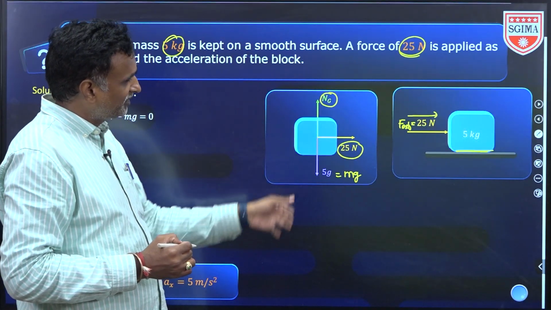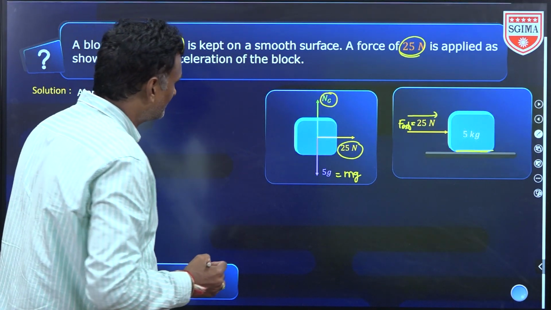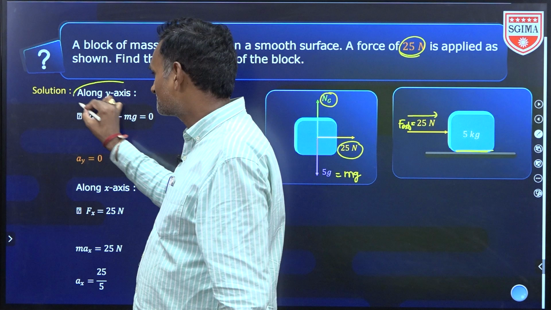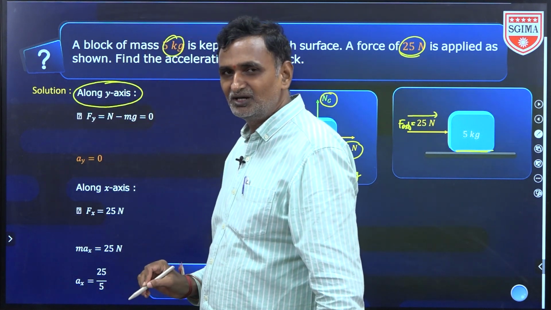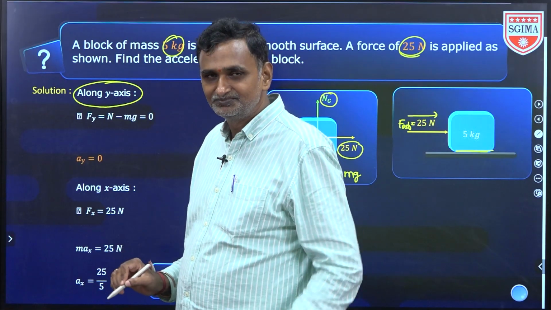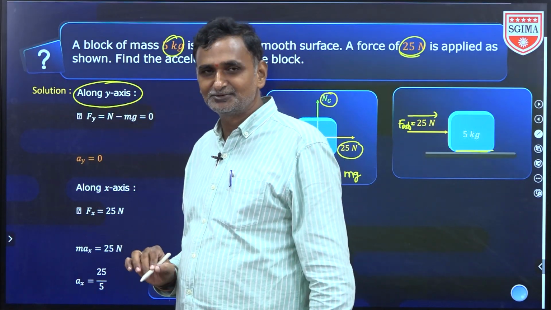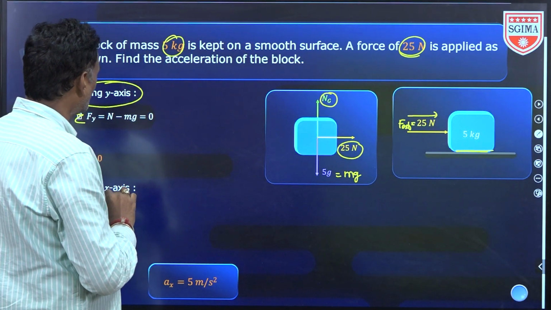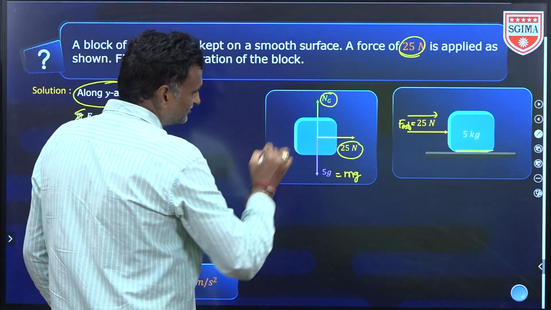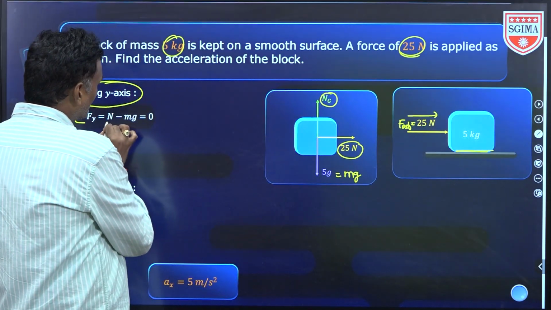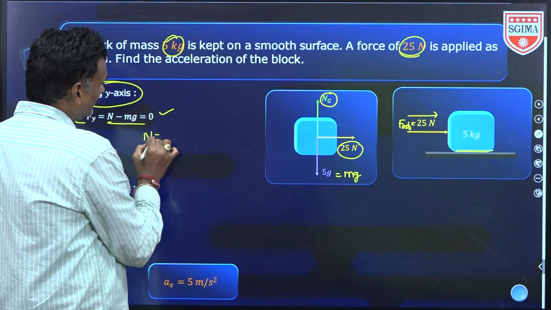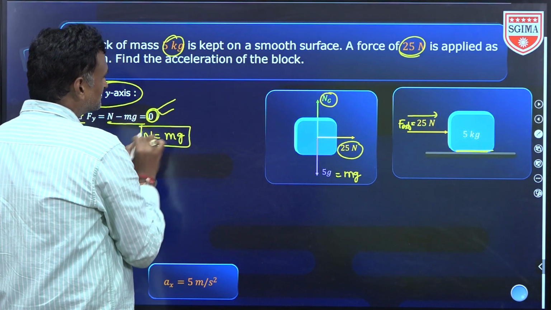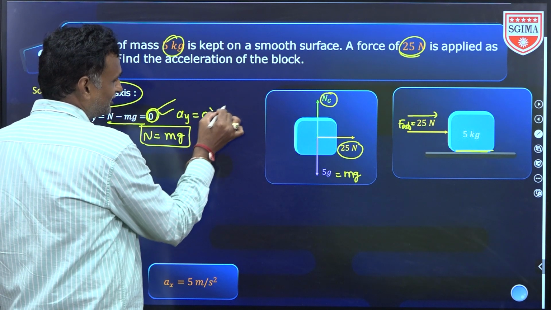It won't move vertically upward or downward. So whenever it is not moving upward or downward along the y-axis, the sum of net force acting along the y-axis is 0. Why? Because acceleration is 0, so force is also 0. So the sum of forces in the y direction is 0, and the force vertically upward is N minus mg. N minus mg equals 0, then N equals mg, and this is net force 0. So net force 0 means acceleration in the y direction is 0.